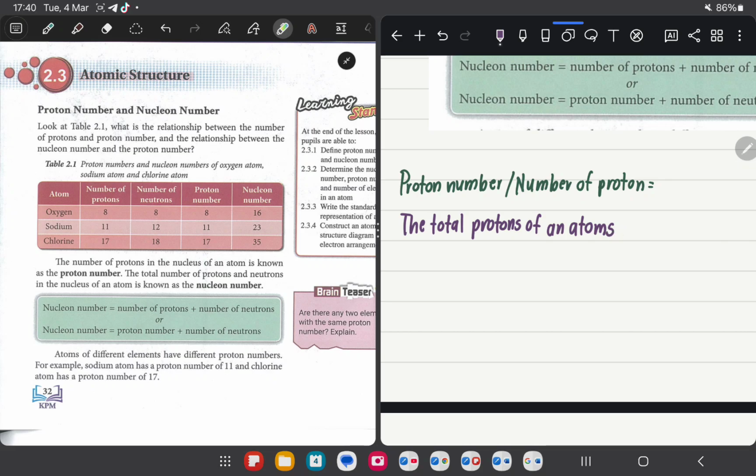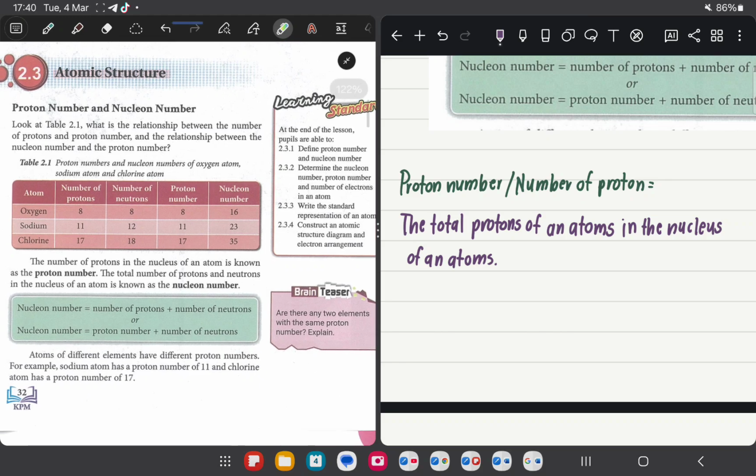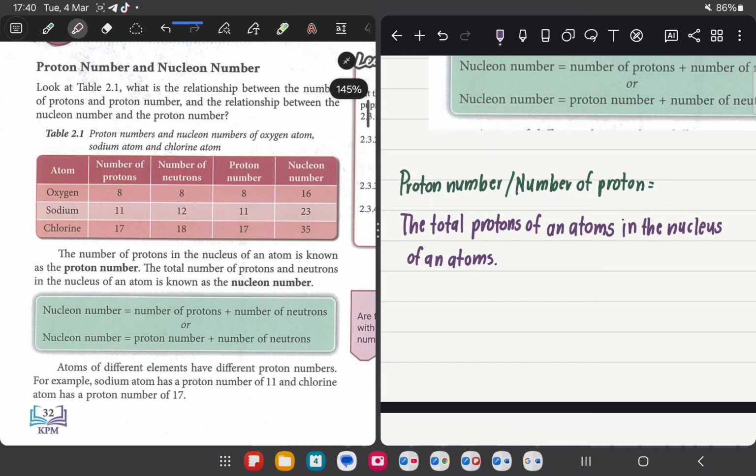Where do I have protons in an atom? I have them in the nucleus, correct? So I have to define them actually. The total number of protons in the nucleus of an atom. How your textbook states it is, the number of protons in the nucleus of an atom is known as proton number. Just the same as what I'm talking about. So I prefer you to use the definition given in your textbook: the total number of protons in the nucleus of an atom.